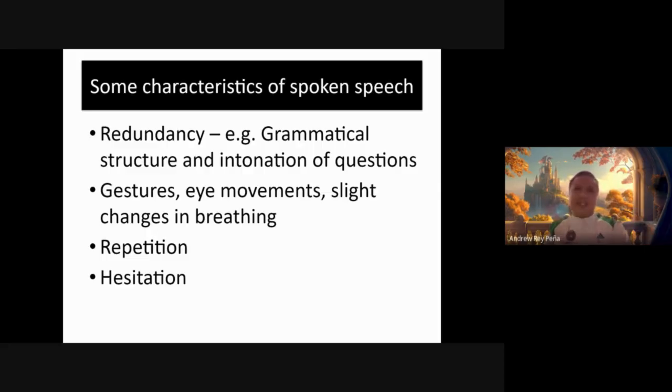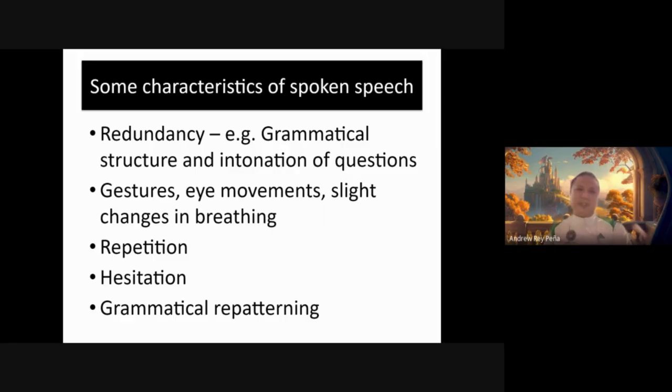Then there's also hesitation, which could indicate either lack of confidence or that the speaker is trying to be careful. Okay, that's hesitation. And you also have grammatical repatterning when you speak.